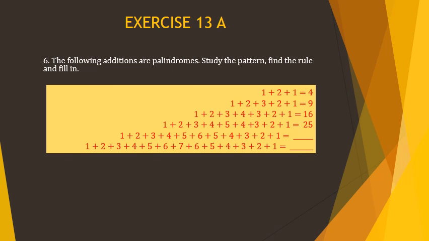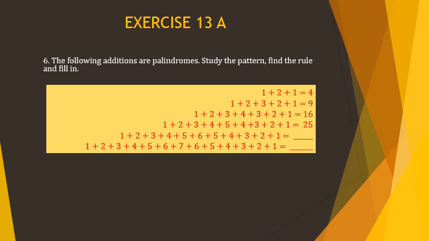The following additions are palindromes. Study the pattern and find the rule and fill in. So children, this is a palindrome because you can see that if you add the numbers from the beginning or you add the numbers from the backward side, the numbers are the same, right?